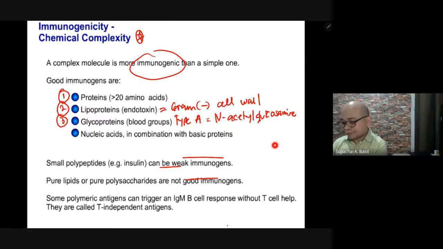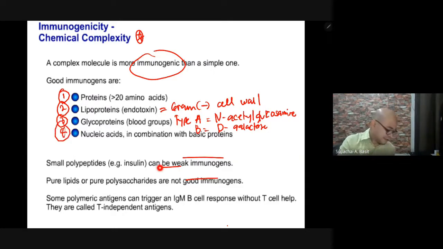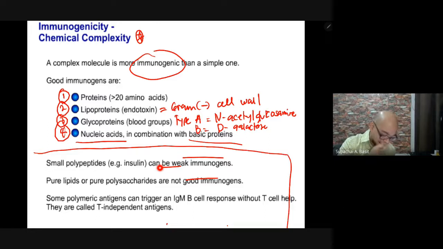Okay, so for the type B blood, let me search for it. Type B blood would have the D-galactose. Okay, so these are glycoproteins. It's a combination of carbohydrates and proteins, and they will make up a very good immunogen. And then the nucleic acid. Nucleic acid alone is a poor antigen. So it has to be combined with other proteins to become a good immunogen. Okay, so written here are examples of weak immunogens. So for example, the small polypeptide insulin is an example of a very weak immunogen. Pure lipids or pure carbohydrates are not good immunogens.